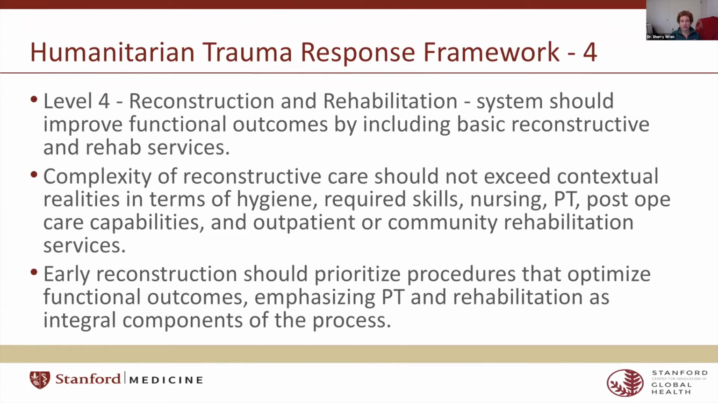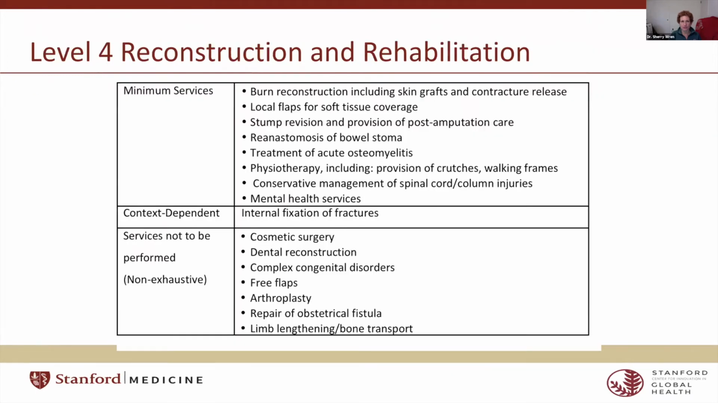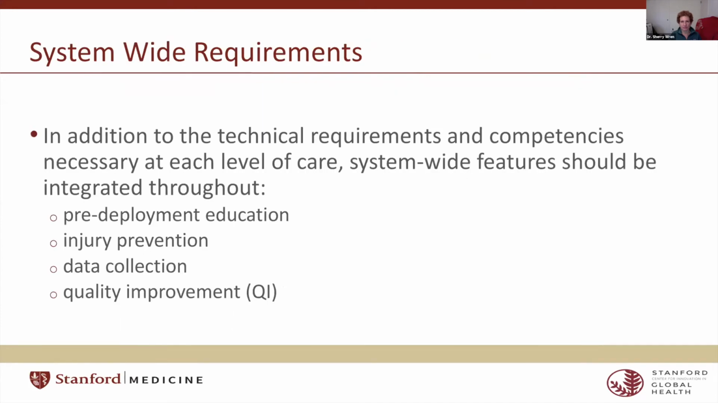Rehabilitation: if you do an amputation, crutches are a form of rehabilitation. So making sure that patients can leave the hospital and are able to ambulate. Complex rehabilitation is highly dependent and probably not being done in these settings because of hygiene concerns and resource concerns. So you can see here, we had some minimum services, so skin grafts and local flaps, but not complex reconstructive services.